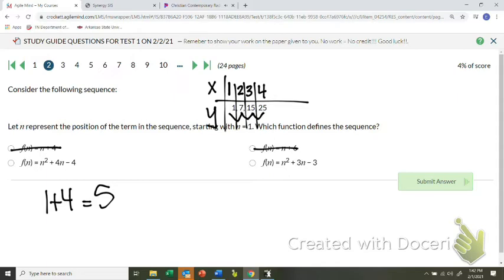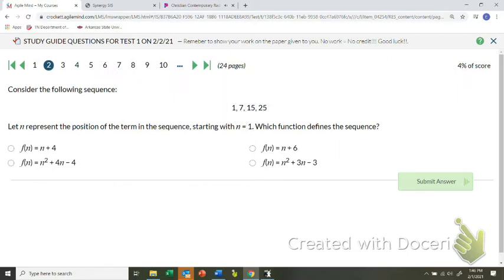Now the one to the right of it is n plus 6. Well, what's 1 plus 6? 7. So, is that the same thing as 1? Nope. So we've marked this and this. Now we've got these quadratics.